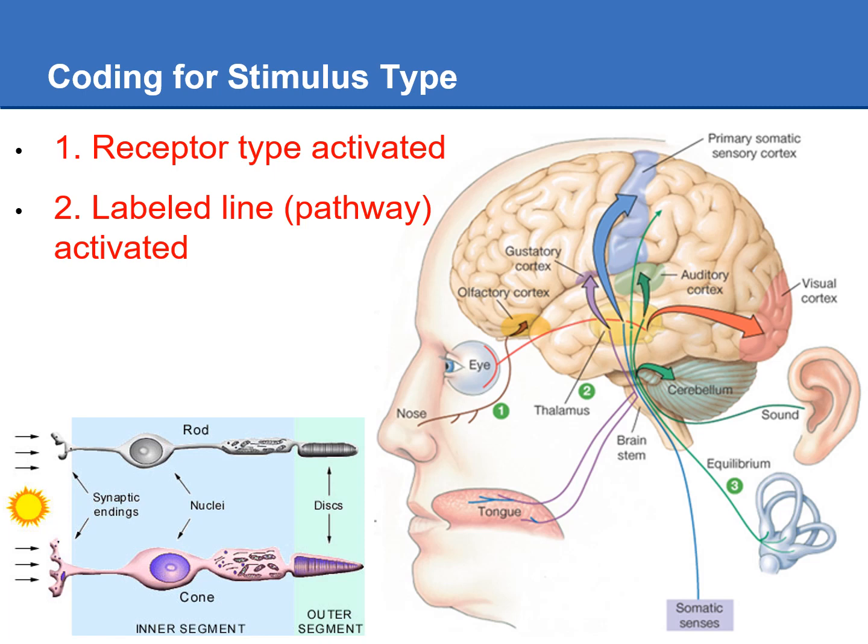So let's start with coding for stimulus type. How the nervous system knows what type of stimulus the information is coming in about is, one, the receptor type that is activated. So for example, the photoreceptors in the eye are going to be activated mostly by light. And then the labeled line, the pathway that's activated.